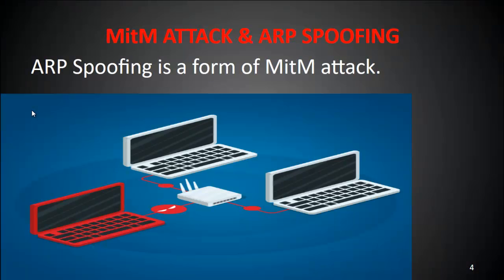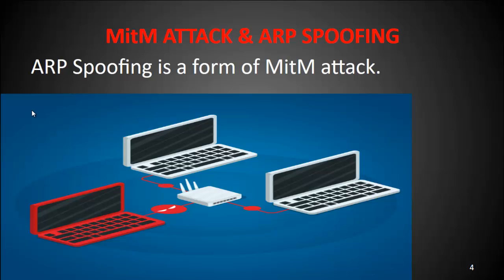Now, ARP spoofing is basically a form of man-in-the-middle attack. When we look at this diagram, we have two computers on a local area network, enabled by a router, communicating among themselves. The attacker can insert himself in the middle by spoofing the router and one of the devices.